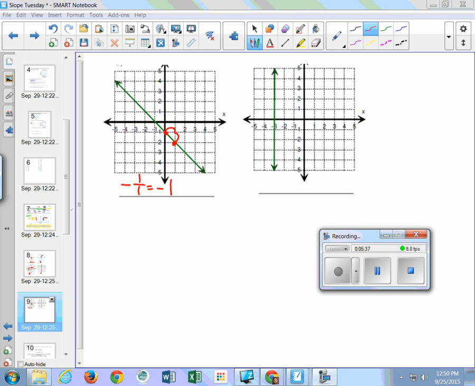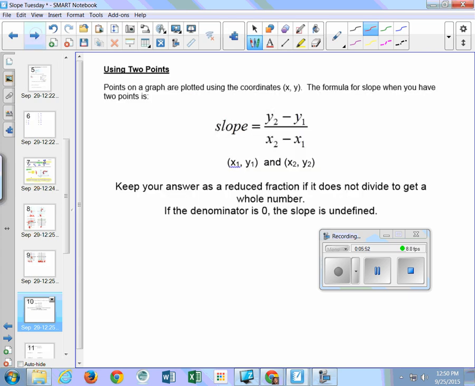We said earlier in our notes that a vertical line is undefined. So you can either write undefined, or you can do a 0 with a slash through. Either are correct. Alright, now we're going to move on to using 2 points to find slope.